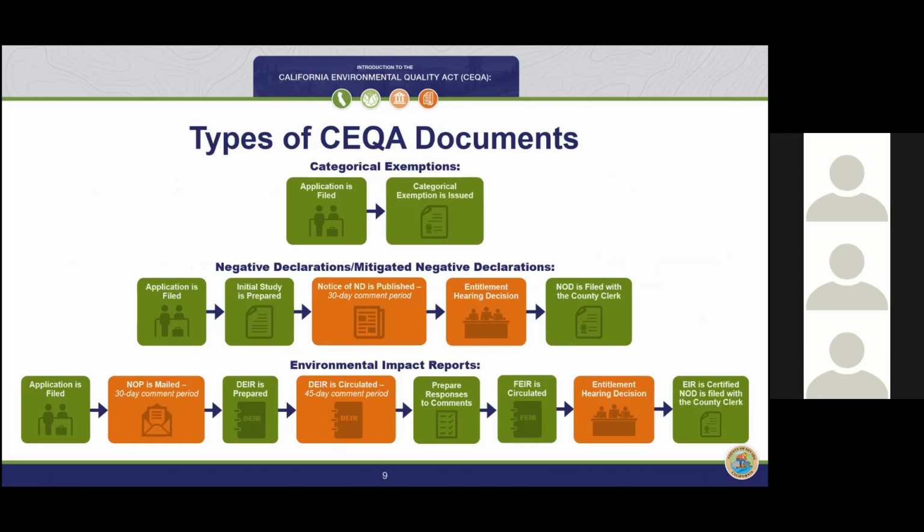So I want to talk about the three main types of CEQA documents that would likely come up during a project application. And so there's three documents listed here, generally in order of least complex to most complex. So the first one is the categorical exemption. And these are projects that have been determined to be exempt from the CEQA process.